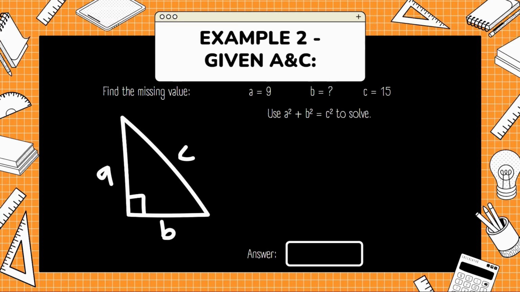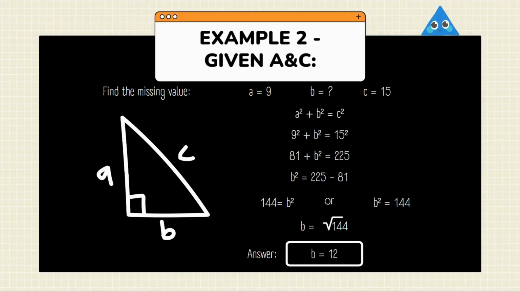So next, example 2. Find the missing value. If a equals 9, we don't know b, and c is equal to 15. Use the Pythagorean theorem to solve this. Alright, I'll give you 3 seconds to pause and solve it, then I'll get back. 3, 2, 1, answer.